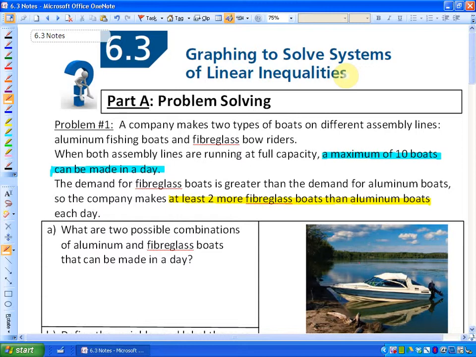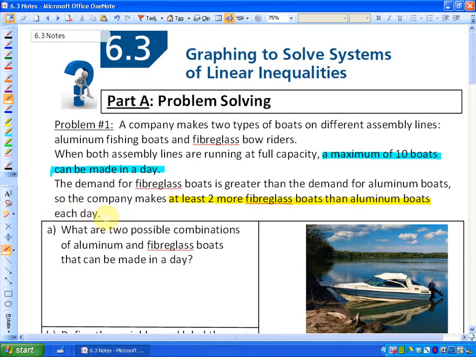So a system of linear inequalities having to do with the word problem. So let's look at this first problem. It says, a company makes two types of boats on different assembly lines, aluminum fishing boats and fiberglass bow riders. When both assembly lines are running at full capacity, a maximum of 10 boats can be made in a day. The demand for fiberglass boats is greater than the demand for aluminum boats, so the company makes at least 2 more fiberglass boats than aluminum boats each day.